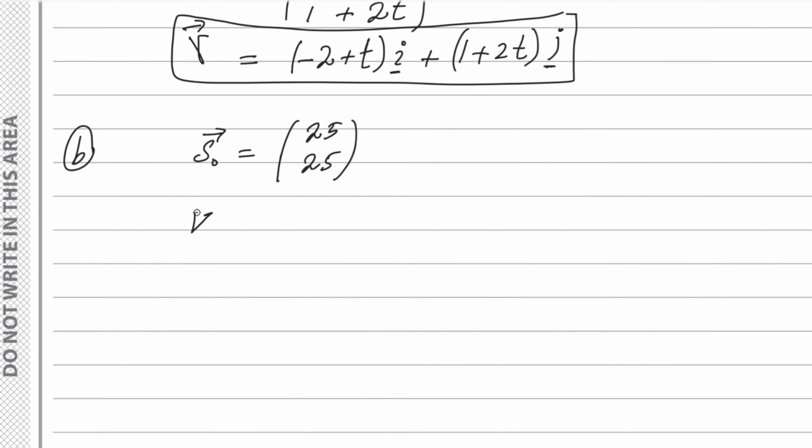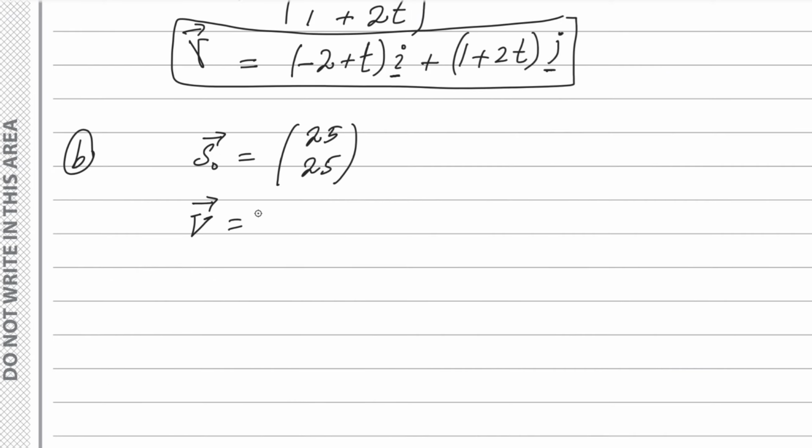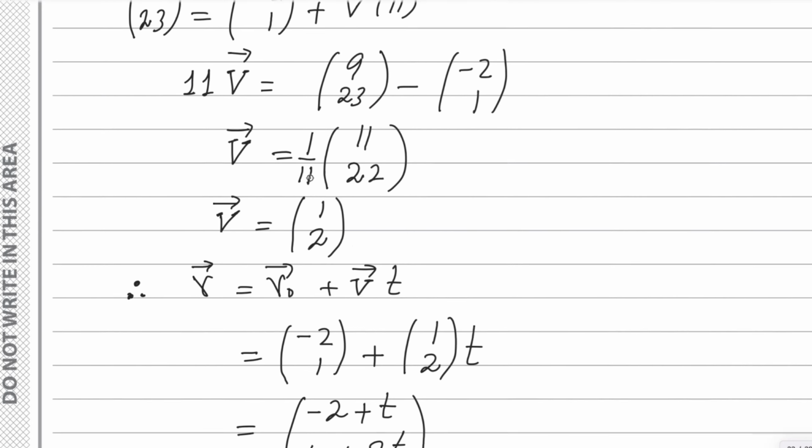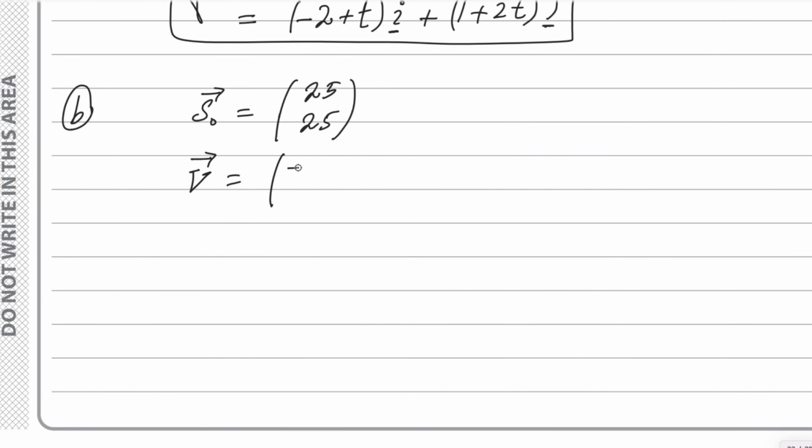Got it? And velocity is given there. In the second part, the velocity of S is -1 and -1. Here, this one is the constant velocity for S, -1 and -1. Okay. Now we can make the position vector for S.